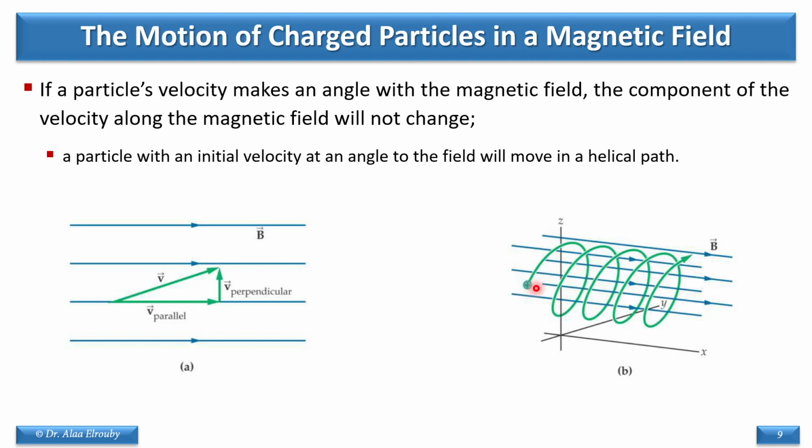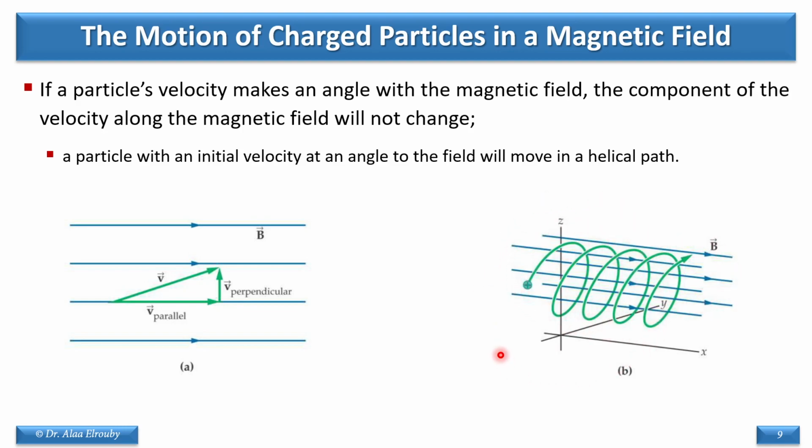Because one component is constant: the component of velocity that is parallel to the magnetic field will not change. But there is another component that is perpendicular to the magnetic field, and this will cause some circular motion. So we'll have two kinds of motion, circular motion and longitudinal motion, and instead of moving in a circle, we'll start moving in a helix.